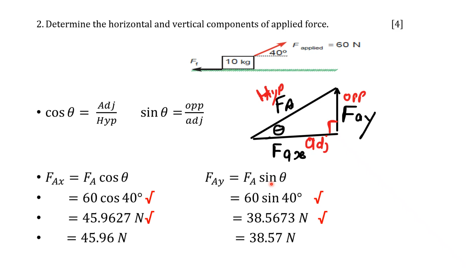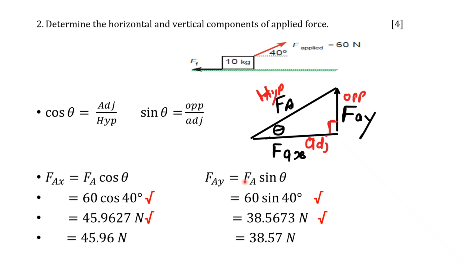The only time it changes is when the object is moving up and down an incline. But we will get to that later on. Alright, so my applied force was 60 newtons. I substitute in. My angle is 40, cos 40. That gives me 45,9627 newtons, or if we round off, 45,96. Alright, 2 is too small to change 6 to 7.